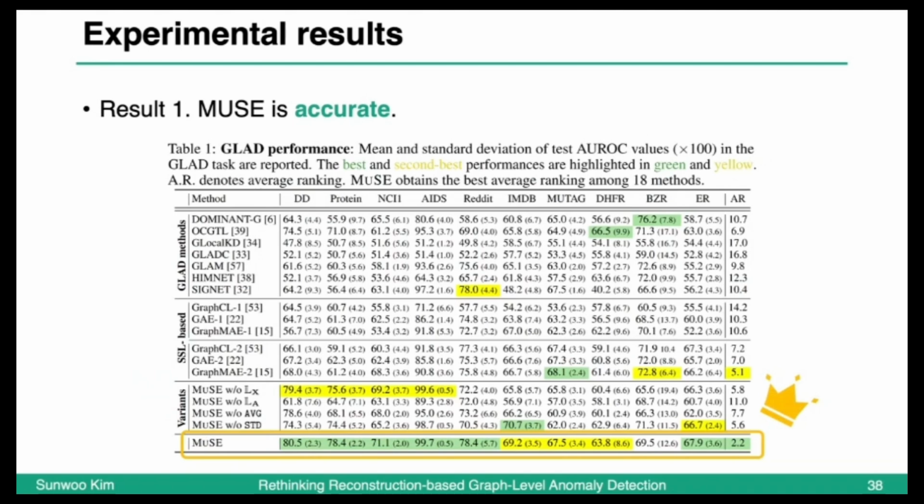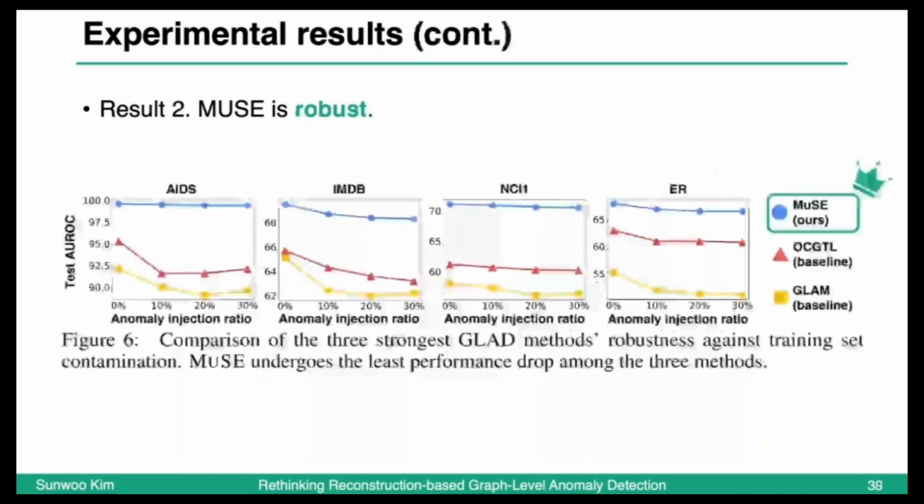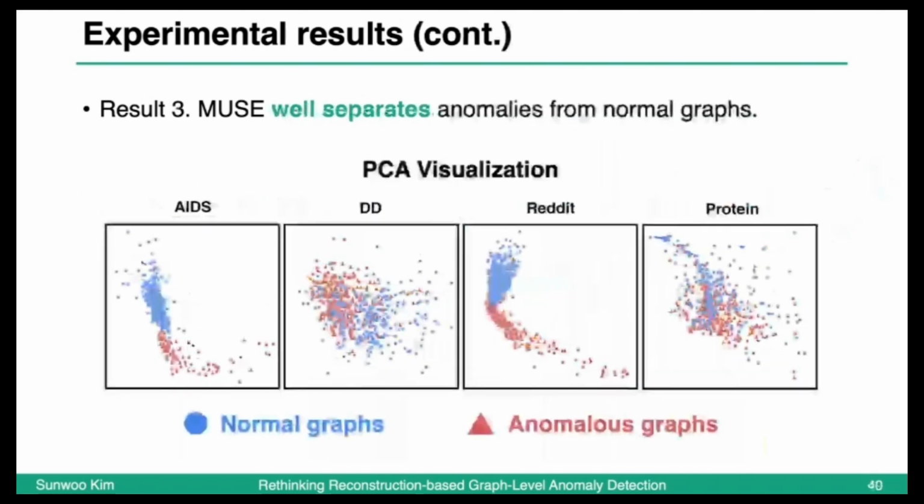We summarize our experimental results. Compared to the existing GLAD method, MUSE shows higher anomaly detection performance. In addition, against the training set contamination, MUSE shows the least performance drop. Lastly, MUSE well separates normal graphs from anomalous graphs.